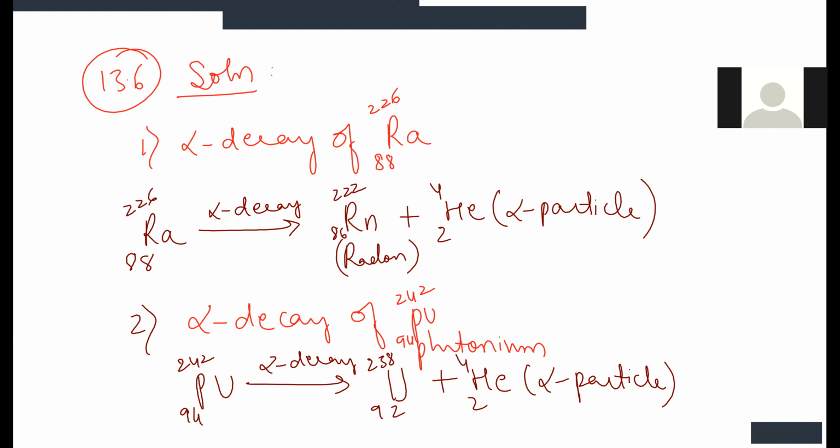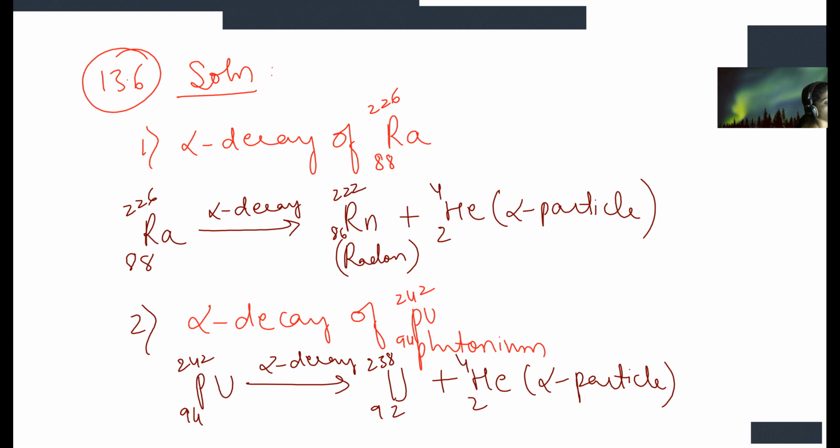So how are we going to write the nuclear reaction? They gave 7 equations and asked us to write the nuclear reaction. First one, alpha decay of radon we wrote, radium we wrote. Second one, alpha decay of plutonium we wrote.